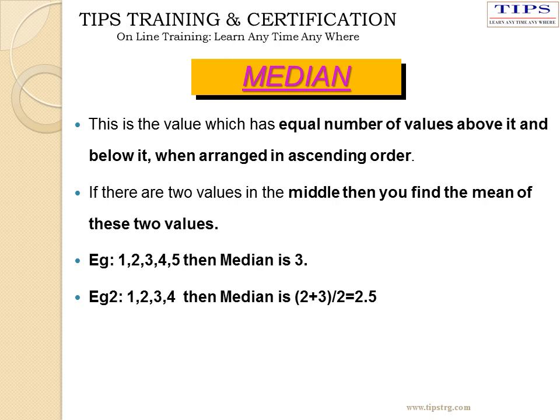Median, what is it? This is a value which has equal number of values above it and below it when arranged in ascending order. For example, if there are values 1, 2, 3, 4, 5, the middle value of these 5 values is the median, that is 3. But if there are even number of values 1, 2, 3, 4, then we will consider the central two values, that is 2 and 3. We will add these and divide by 2, that is 2.5 will be the median.